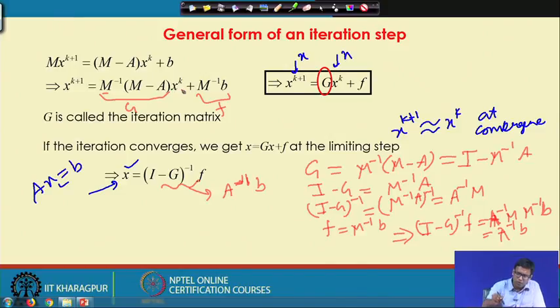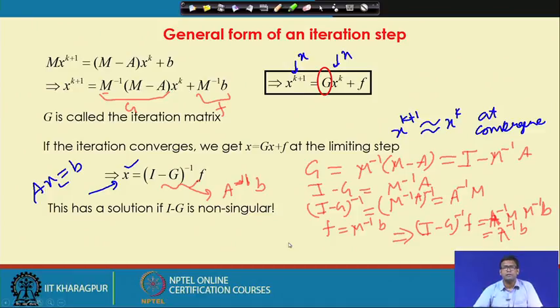So, we now have to concentrate on the G matrix. In the next few slides we will do that and see how this I minus G inverse happens and what is its implication when we think of inverting this through an iterative method. So, one direct fallout of this formulation is that this has a solution if I minus G is non-singular. So, G cannot be an identity matrix, I minus G must be a non-singular matrix.